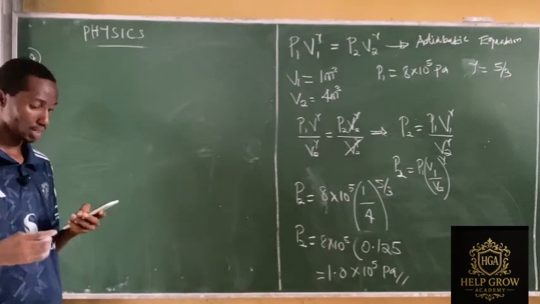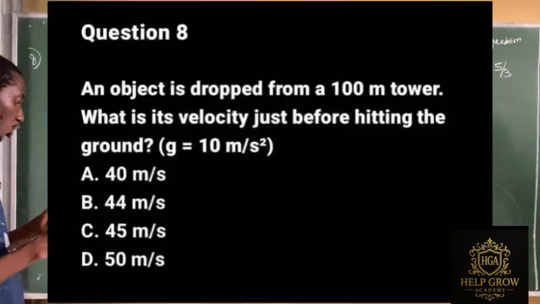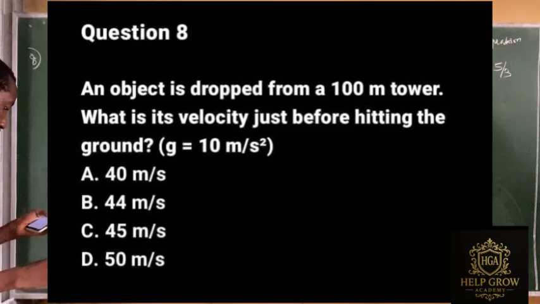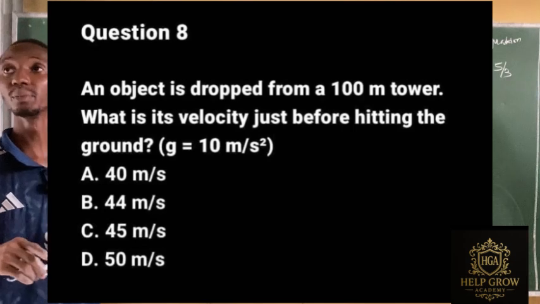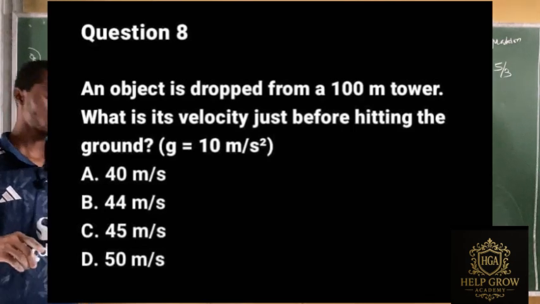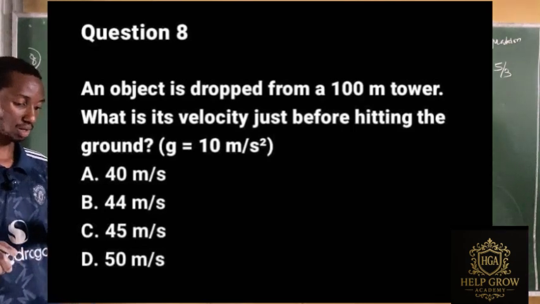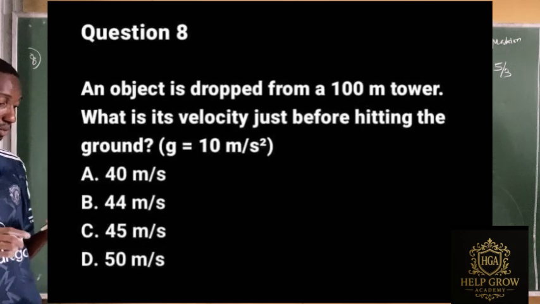Question 8 says an object is dropped from a 100 meters tower. What is its velocity just before hitting the ground? Take acceleration due to gravity to be 10 meters per second squared. Option A says 40 meters per second. Option B, 44 meters per second. Option C, 45 meters per second. And option D, 50 meters per second.